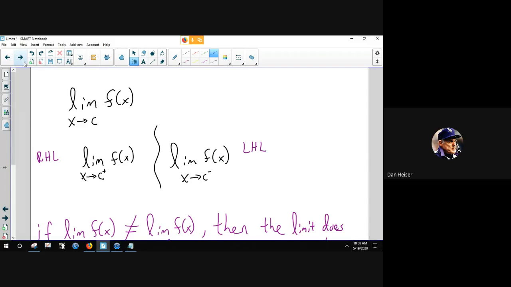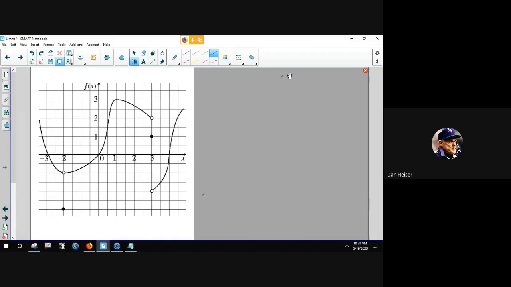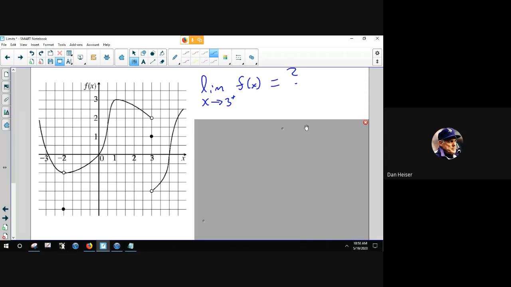We are now ready to answer that question. The limit of f of x as x approaches 3 from the right. Approach it from the right. X gets closer and closer and closer to 3. What's happening to y? We said it was going to -2.